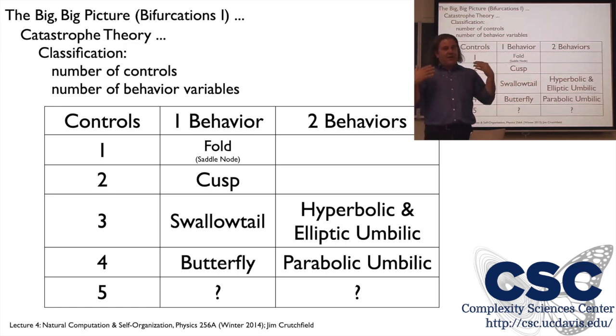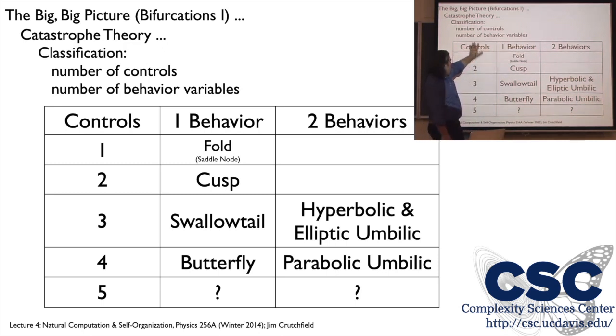If we're interested in how equilibria can change into other equilibria, there's a classification scheme that goes under the heading of either catastrophe theory, or sometimes you'll see it called singularity theory. This table indicates some of the results. I won't go into detail, but there are whole books on this. Quite an interesting theory to work through. So we have a control space and a behavior space.